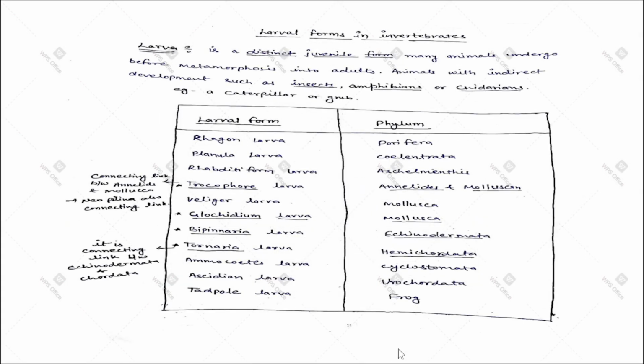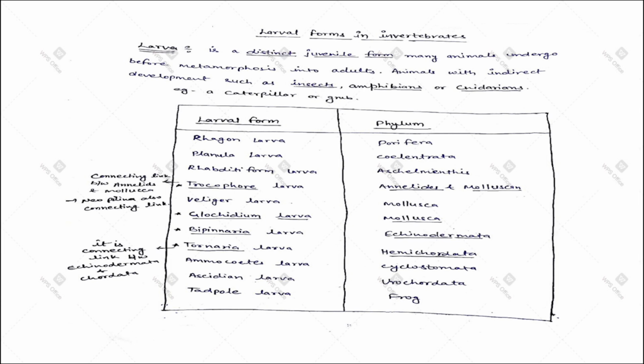Larval forms are very important in terms of GATE. Several questions have been asked over these larval forms. I haven't included any questions in the last slide, but if you go back to the question papers of the last 10 or 11 years, you can find that questions have come from larval forms. Amphiblastula larva belongs to Porifera. Planula belongs to Coelenterata. Rhabditiform larva, a very important larva, is a larval stage in Ascaris lumbricoides. Trochophore larva is present in both annelids and mollusks.